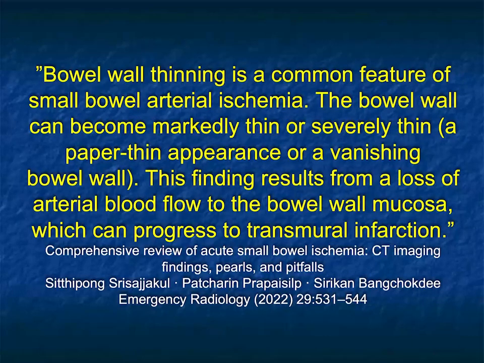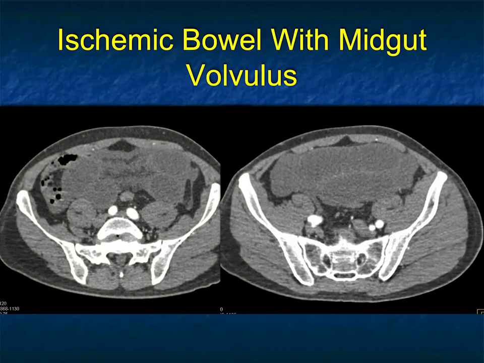That lack of enhancement, bowel wall thinning, is a common feature of small bowel ischemia. The bowel wall can become markedly thin or severely thin. And what happens, this is a result from loss of arterial blood flow, and this could easily progress to infarction, and infarction with perforation are all possibilities that occur as well.